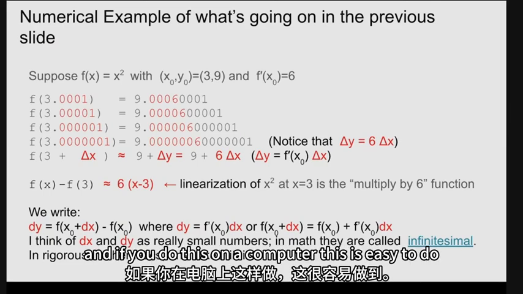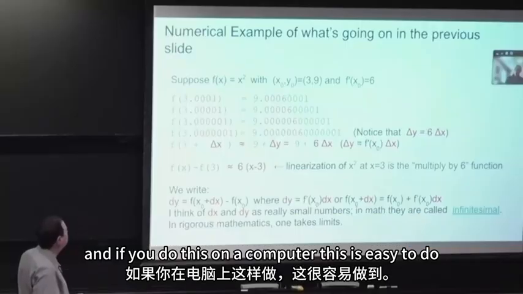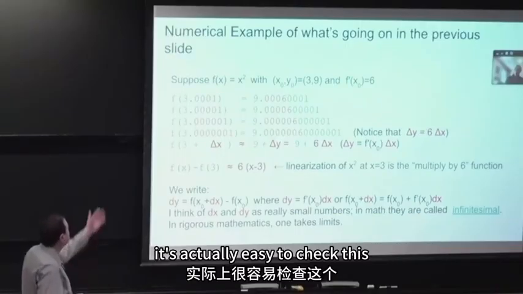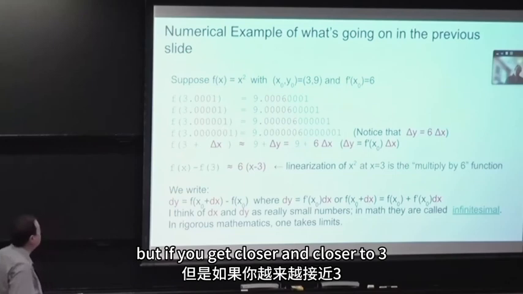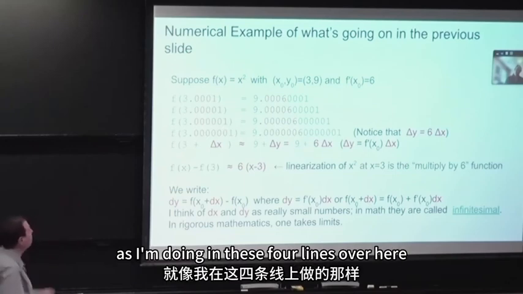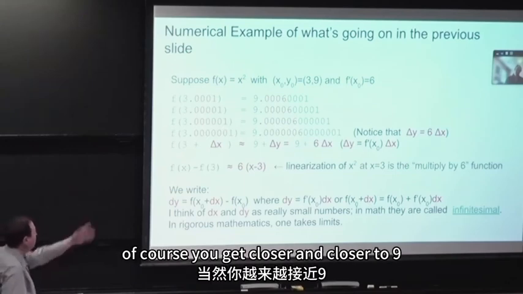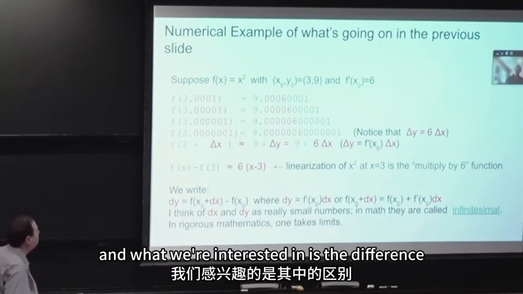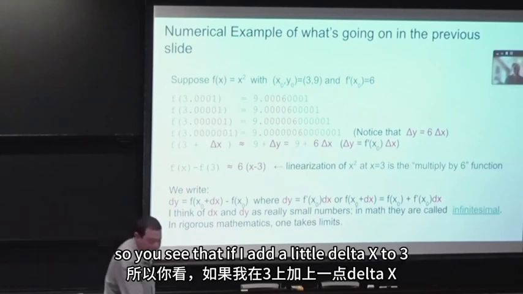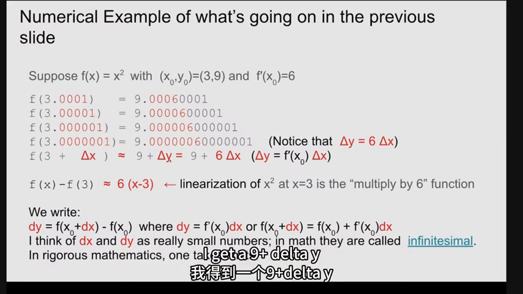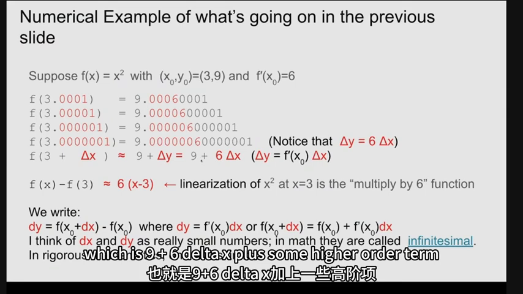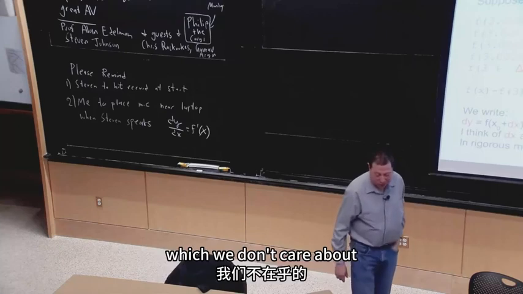If you do this on a computer, it's easy to do. You don't even need a computer, really. It's easy to check even on paper and pencil. But if you get closer and closer to 3, as I'm doing in these 4 lines over here, of course you get closer and closer to 9. What we're interested in is the difference. If I add a little delta x to 3, I get 9 plus delta y, which is 9 plus 6 delta x plus some higher order term, which we don't care about.